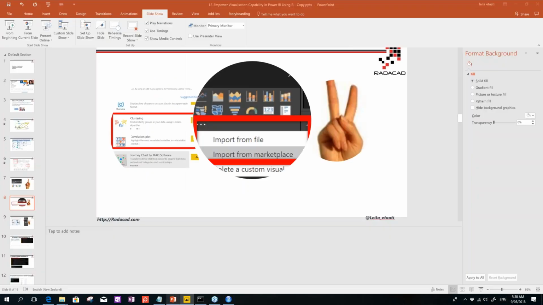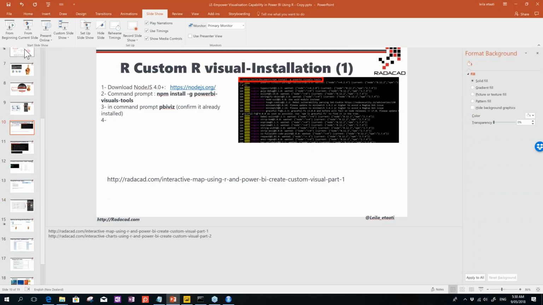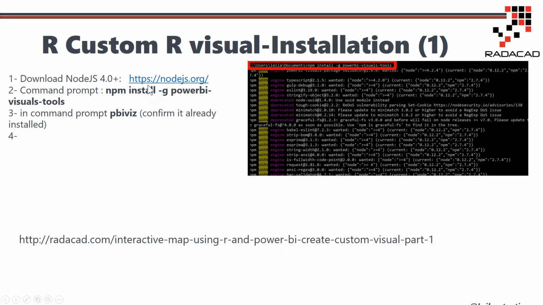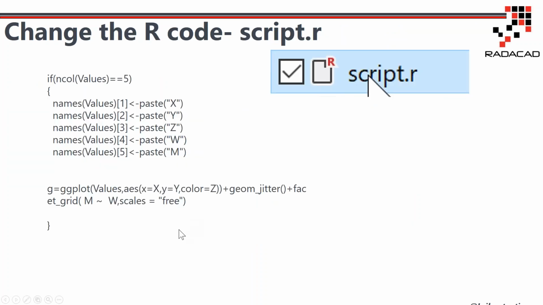I'm back to the slide. I just want to review what has happened until now. We went to Node.js, we installed the Power BI visual tools, we used some commands to run it, and we downloaded the sample HTML visual. Then we have a folder like this, and after that we installed it. We used the command pbiviz package to create the package. Now I'm going to change the R script.